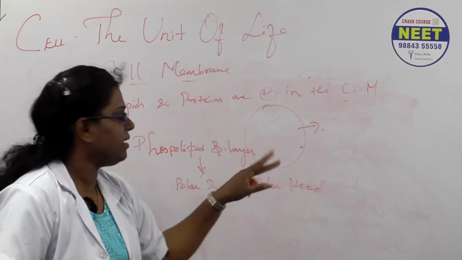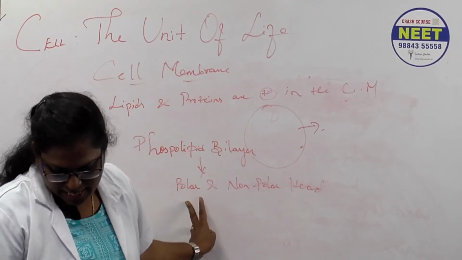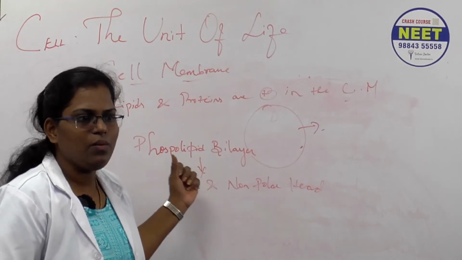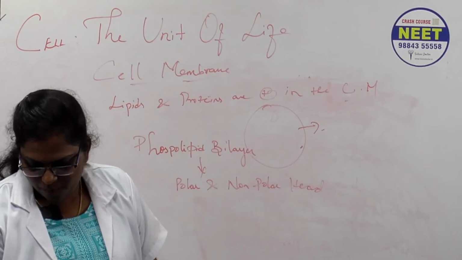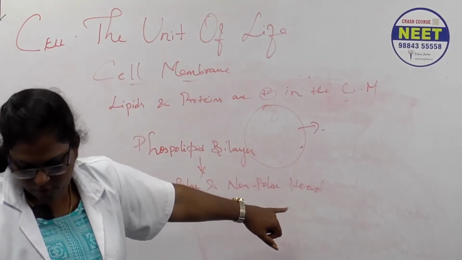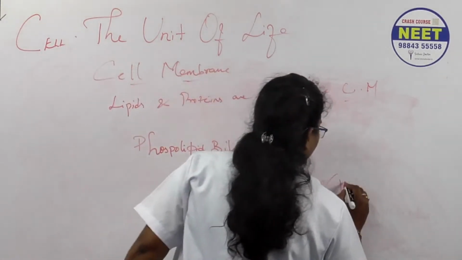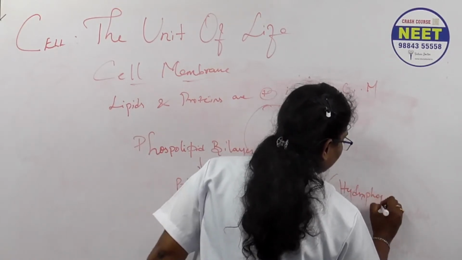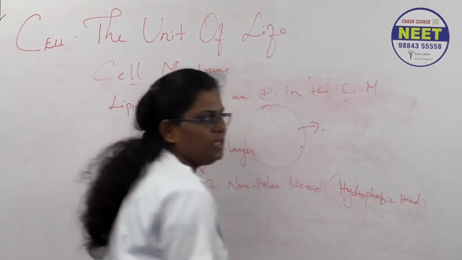Bilayer means it has two layers. One is the polar head. The polar head is water accepting, it will accept water, with the water-resistant part towards the outer side, the hydrophobic tails. The hydrophobic tail is the non-polar head. This is also called hydrophobic. Hydrophobic means what? Hydro means water, phobic means fear.